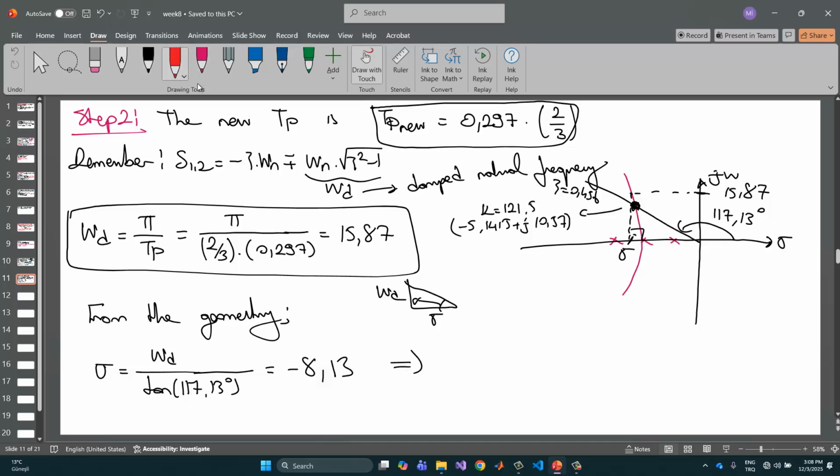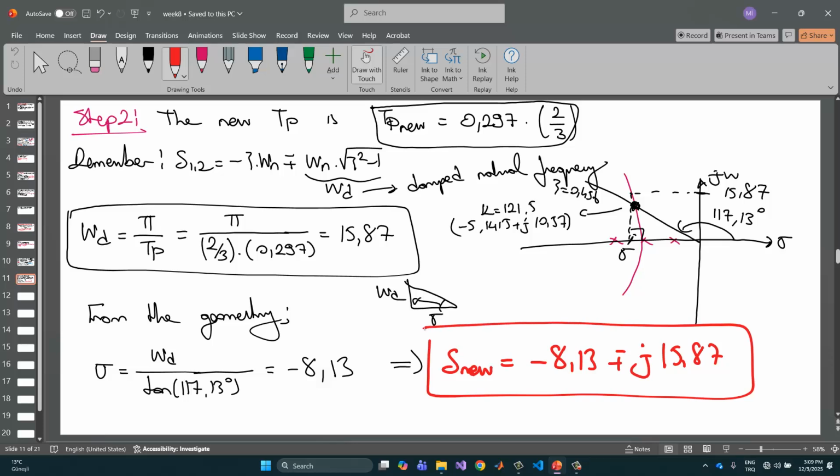This gives us the following. If we want to design the overshoot and the peak time based on the criteria, we need to move the new pole location to minus 8.13 plus or minus j 15.72. If we move our poles to this location, our peak time is correct, and the overshoot is also done with the 20%. This is our objective right now. Do you get it? Okay.